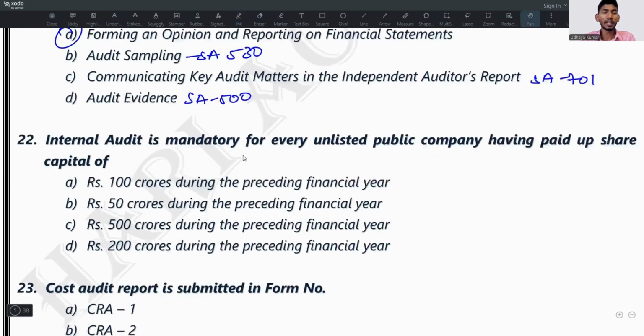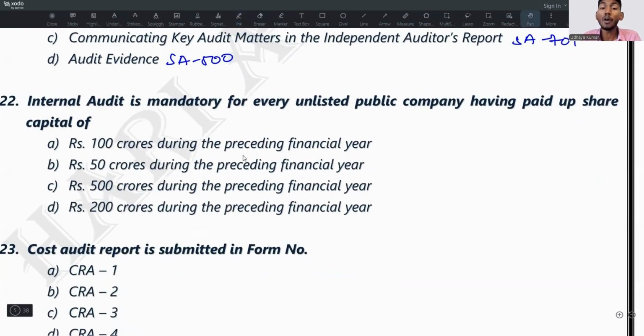Clear? So moving to the next question: internal audit is mandatory for every unlisted public company. Here, again, the applicability is coming up. So we are getting the applicabilities multiple times.